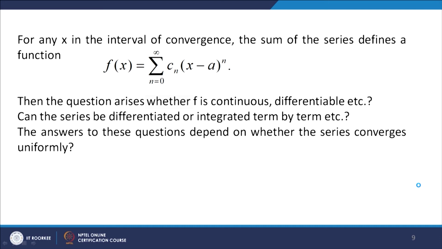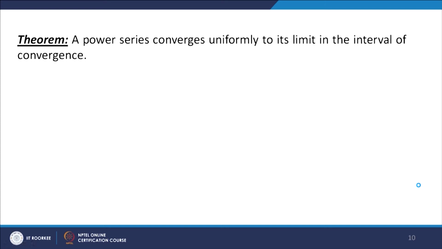Okay. Now, for any x in the interval of convergence, the sum of the series defines a function of x, which let us denote by f of x. f of x is equal to sigma n equal to 0 to infinity C n (x minus a) to the power n. Now, the question arises whether the function f of x is continuous or differentiable, whether the series can be differentiated term by term or integrated term by term. So, the answer to these questions lies in the uniform convergence of the series, whether the series converges uniformly and where. Okay. So, let us see, we have to answer this question.